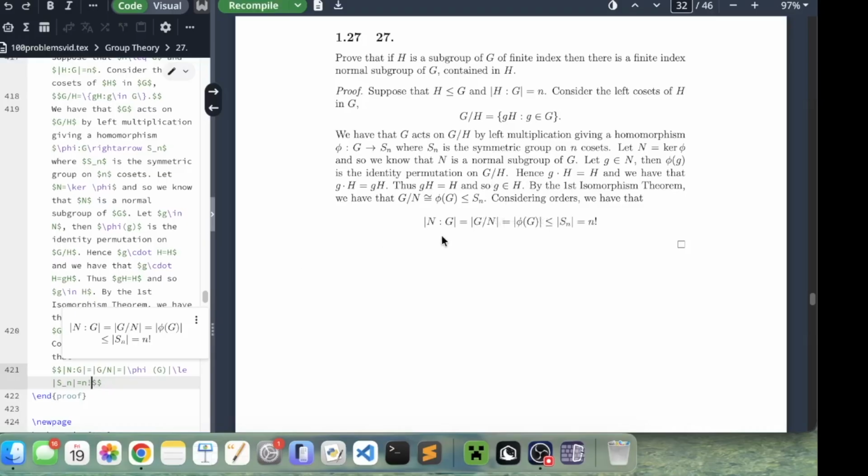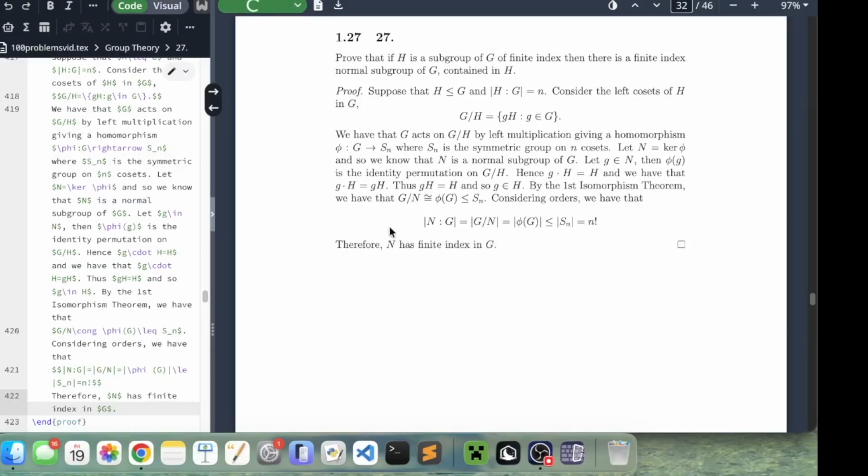Let's compile this. So we're saying that the index of N in G is less than or equal to n factorial, hence it's finite. Therefore, N has finite index in G. So we've shown that it has finite index, it's a normal subgroup because it's a kernel, and it's contained in H. And so we're done with 27.